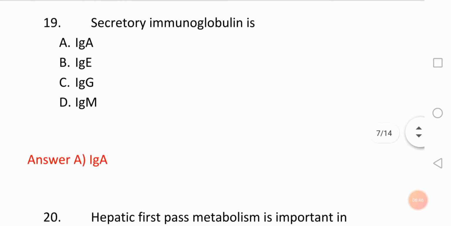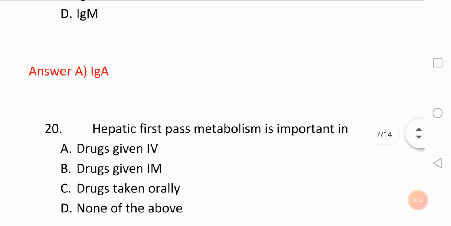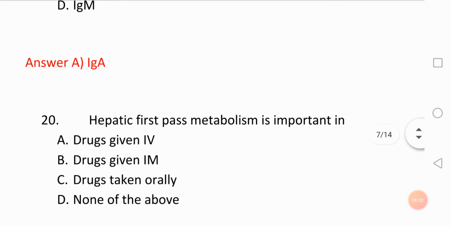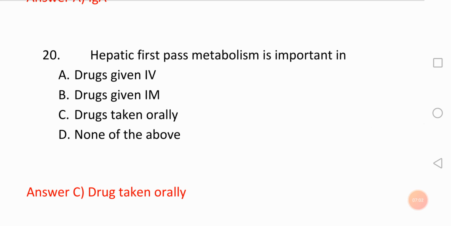Next question, 20 question, hepatic first pass metabolism is important in: A. Drug given IV, B. Drug given IM, C. Drug given orally, D. None of the above. And the answer is drug taken orally. First pass metabolism refers to metabolism of drug during its passage from site of absorption into systemic circulation.